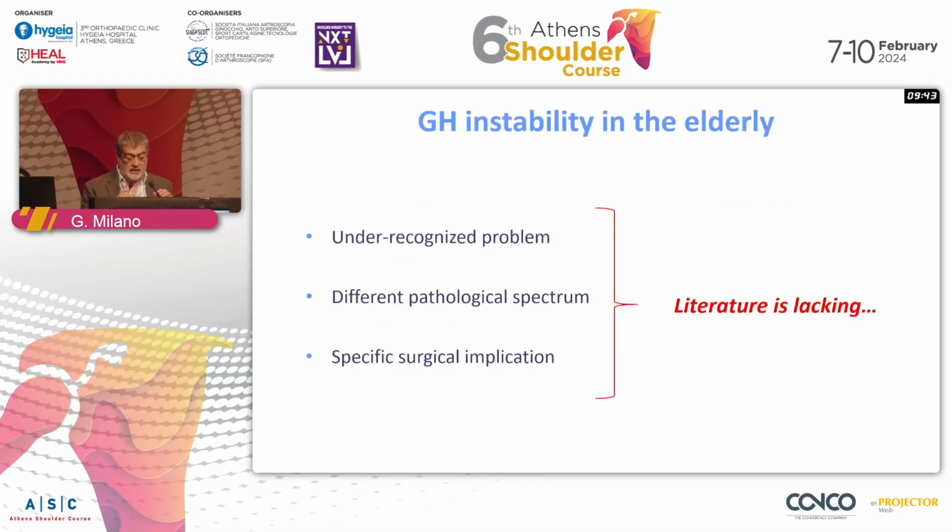So glenohumeral instability in elderly patients is a specific issue, quite different from other age categories because of a different pathologic spectrum and a specific surgical implication. Unfortunately, differently from other age groups, literature is quite lacking. Unfortunately, we have no strong recommendations on what to do in this kind of patients.